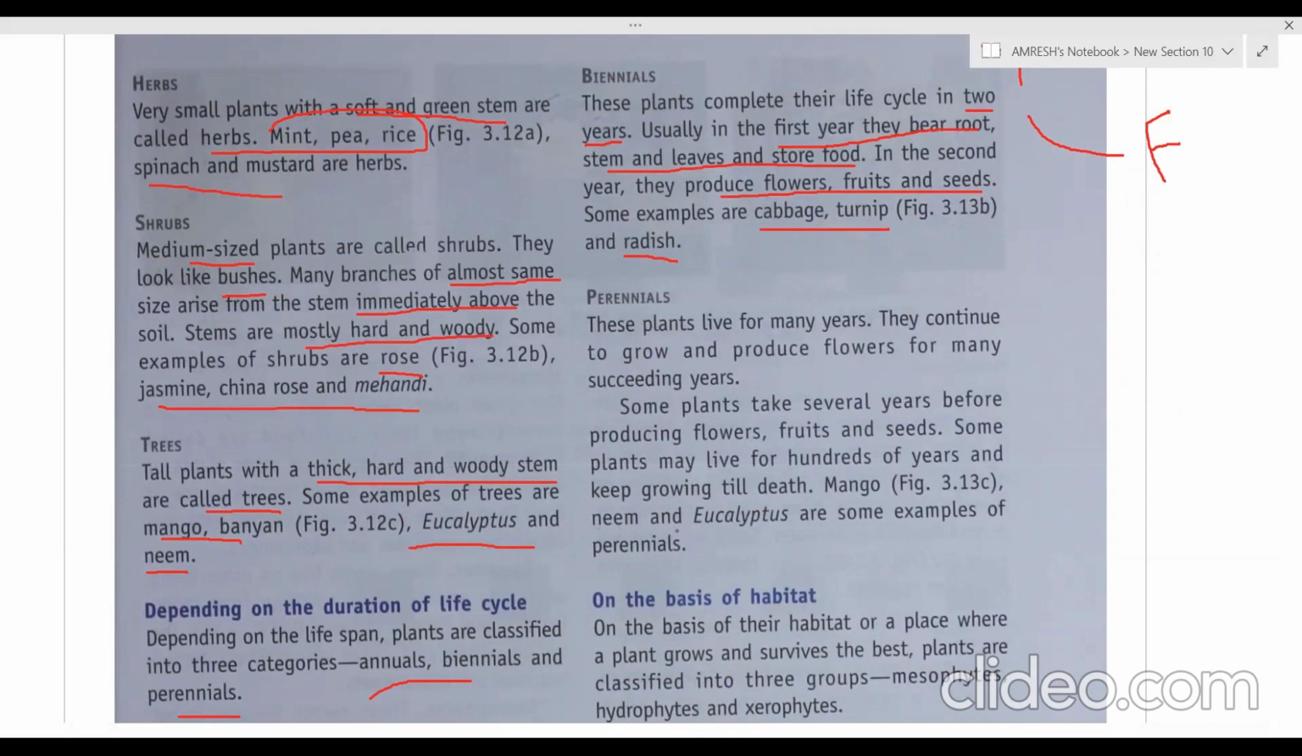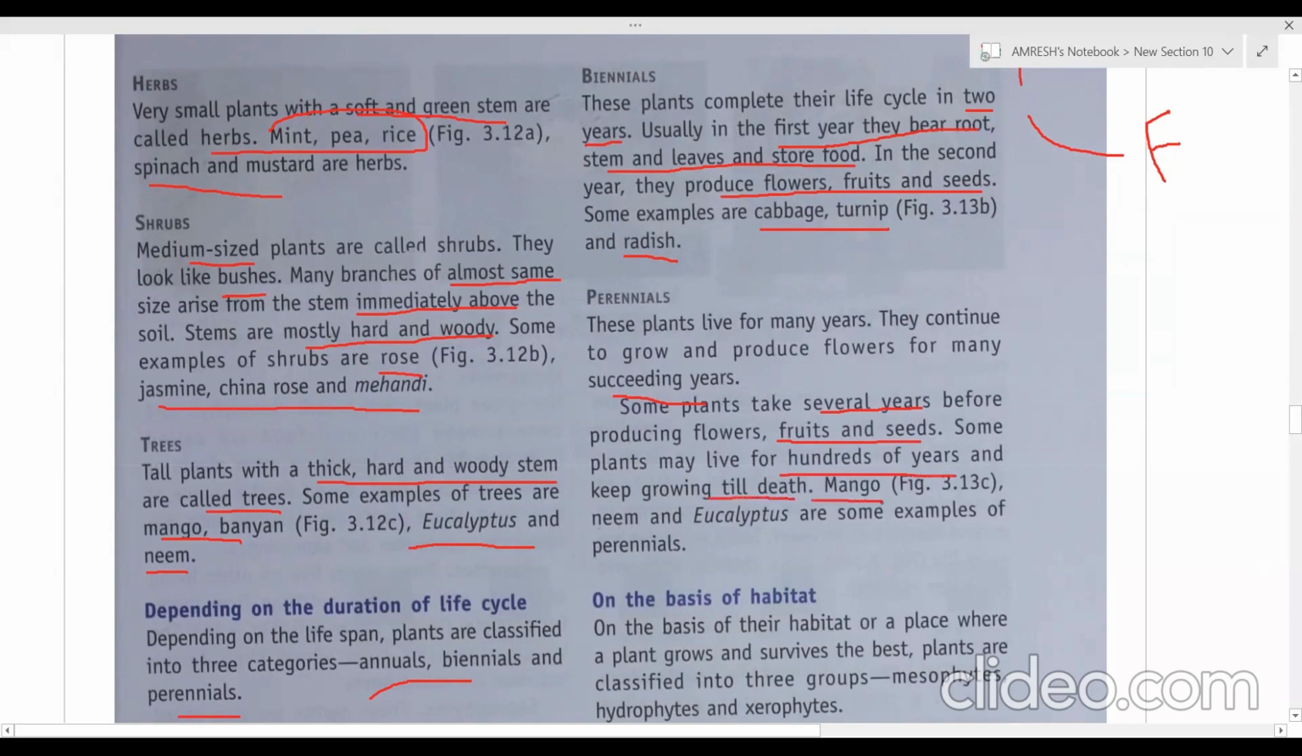Perennial plants live for many years. They continue to grow and produce flowers for many succeeding years. Some plants take several years before producing flowers, fruits, and seeds. Some may live for 100 or 100s of years and keep growing till death, like mango.